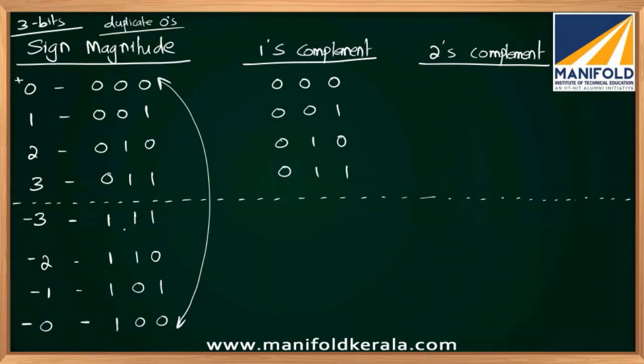What is the difference? In sign magnitude form, it was very explicit how to get the negative number. In one's complement, it is not so straightforward. The rule is something like this. If you want to get the representation for negative 3, go to the positive representation of 3. How is positive 3 represented? Positive 3 is represented as 011.